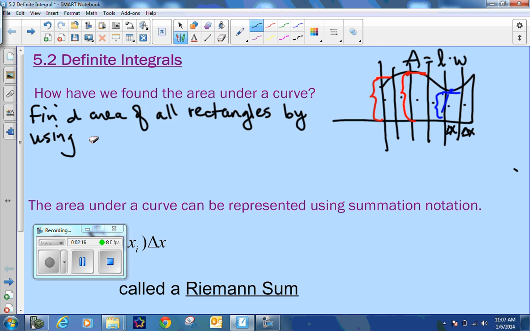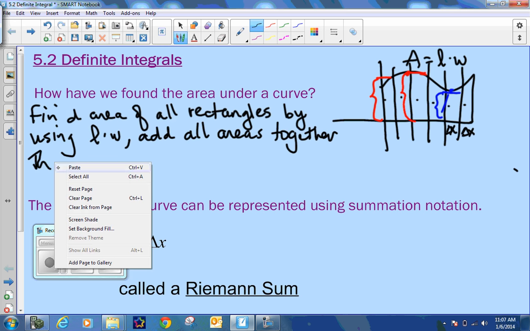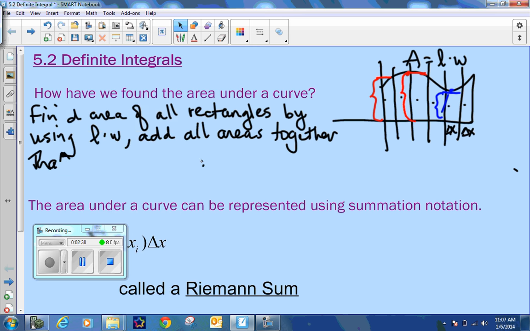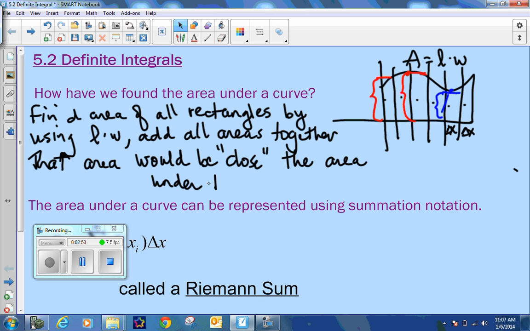Using the length times width, and then add all those areas together. That area would be close to the area that we were looking for, which is the area under the curve.